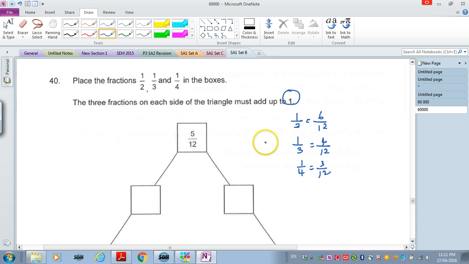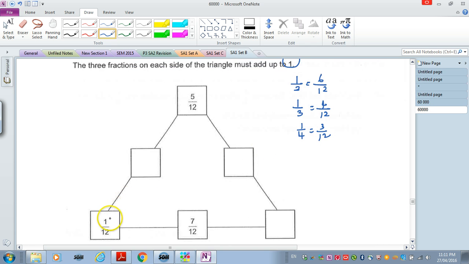So let's look at the numbers. I have 1/12, 7/12 is 8/12. I need another 4/12. So I will put my 1/3 here. Next, 1/12, 5/12 is 6/12. I put another 6/12, which is 1/2. And next, 5/12 and 4/12 is 9/12. I need another 3/12, which I put my 1/4.